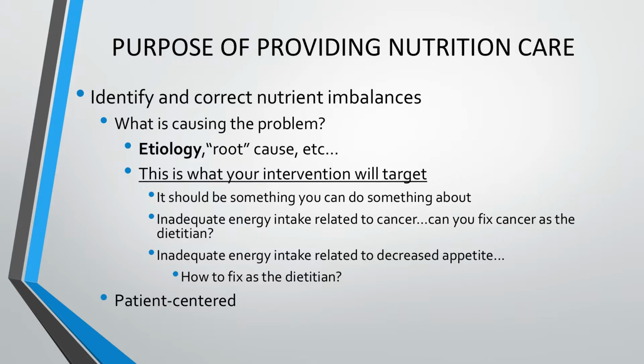Your job as the dietitian or the nutrition professional is to identify any nutritional problems, things like nutrient imbalances, and then correct those. So we got to get at what's causing the problem, and that's really what we call the etiology or root cause. And this is what you are doing. This is what you as the dietitian will be intervening to fix, to target. What can you do to help the patient resolve what's causing their nutritional problem? The etiology is something that you can do something about.